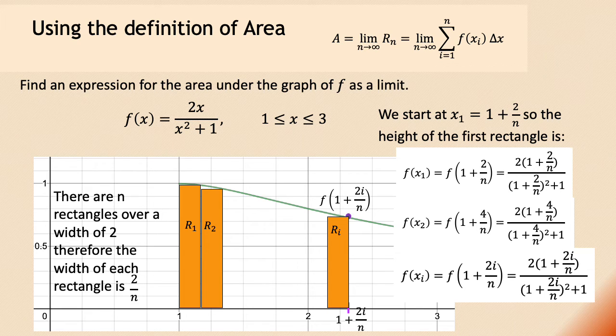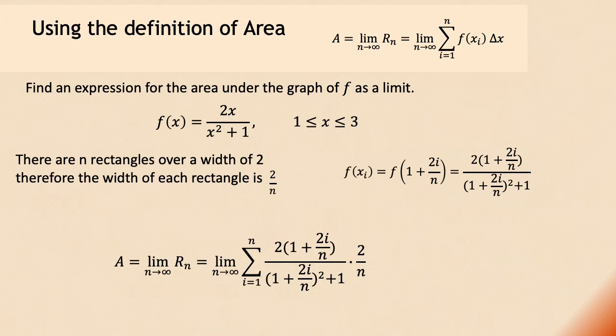So there's the visual. You can always pause and reverse it if you need to see the visual again. So now we have, since we have this general expression for f of x sub i, all we have to do, according to our formula, is the sum of all the f of x sub i's times delta x. Remember, delta x was 2 over n, that's the width of each rectangle.